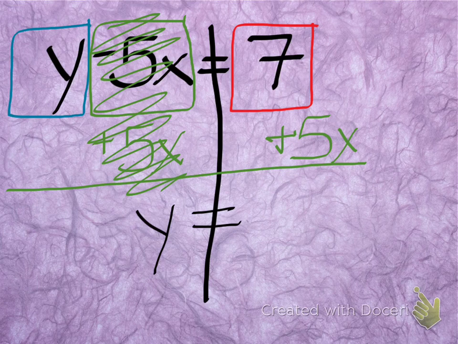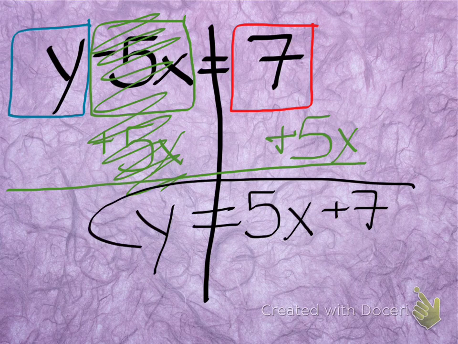So now when I go to simplify this, 7 and positive 5x are not like terms, so I need to just copy it down as it is, remembering to keep the variable term first. So y equals 5x plus 7 is the same equation as y minus 5x equals 7. It's just rewritten so that y is by itself. So what we're doing essentially is making it into slope-intercept form.